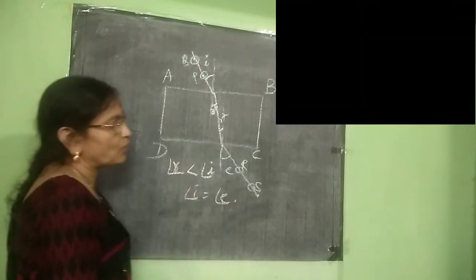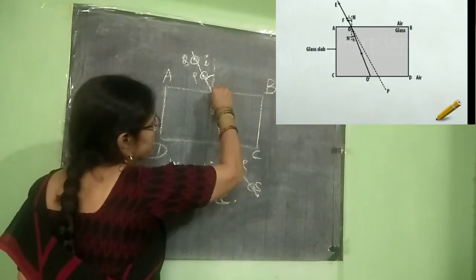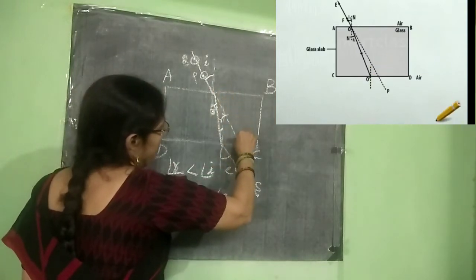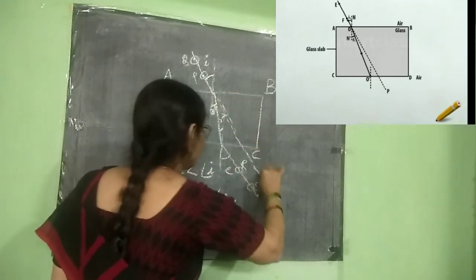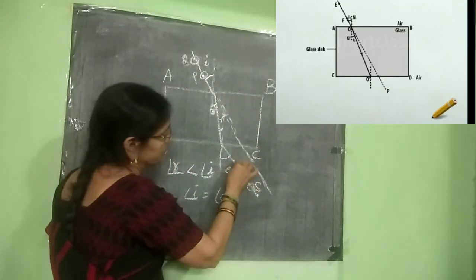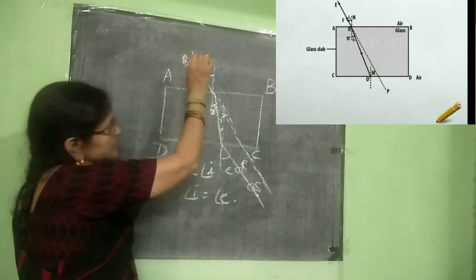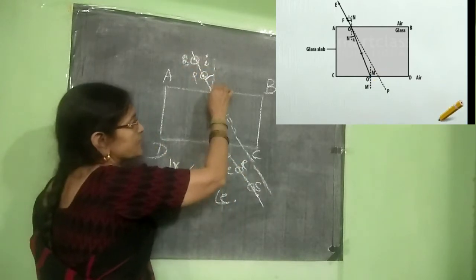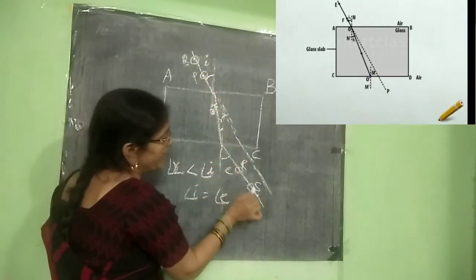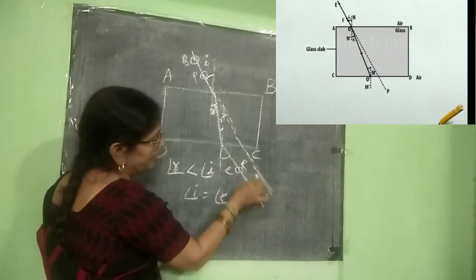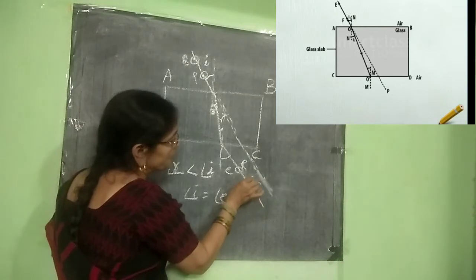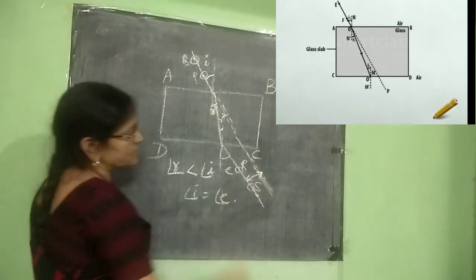Now, why are they looking like that? Now extend this line, then it will be parallel to the emergent ray. So this is the incident ray, this is the refracted ray, this is the emergent ray. So now the extended incident ray will be parallel to the emergent ray.